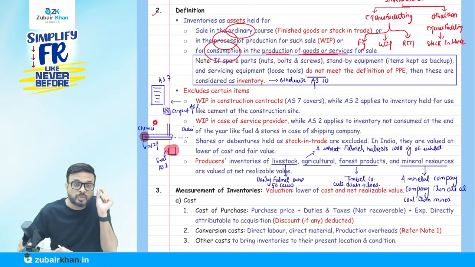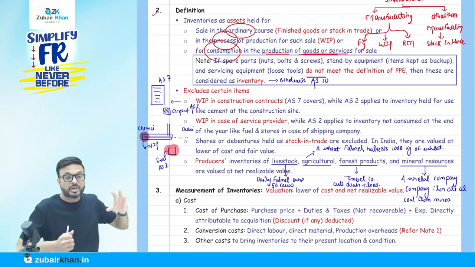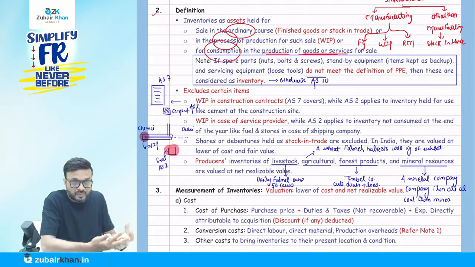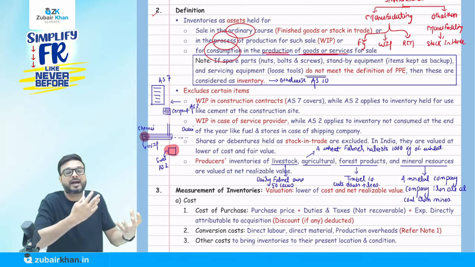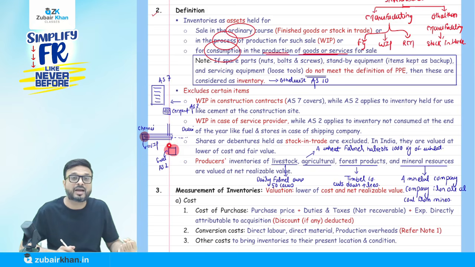Now we are consuming the fuel when the ship is going from Chennai to Dubai that year. This fuel will be the WIP in case of a service provider, so you are using it while you are providing the services. We are providing services and consuming that fuel here, so it will not be covered under Accounting Standard 2. So what will be covered? The fuel that we have not yet used.